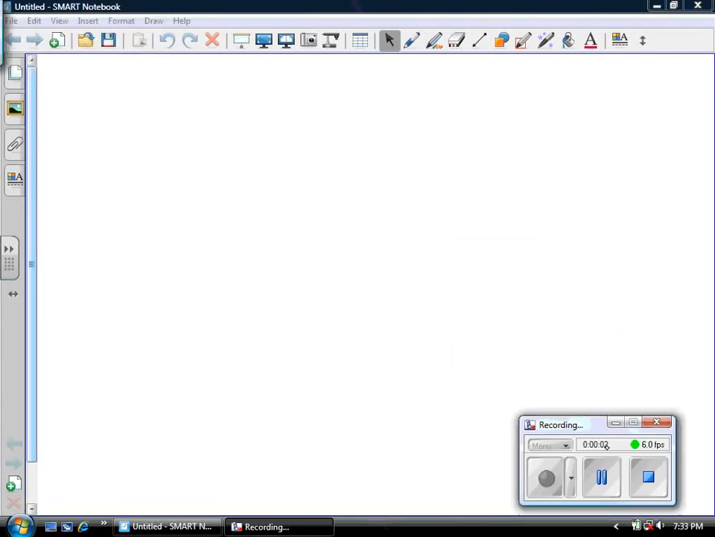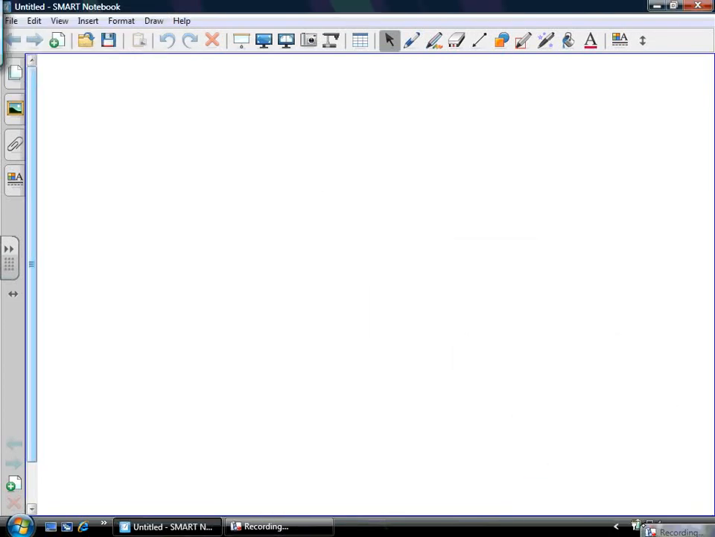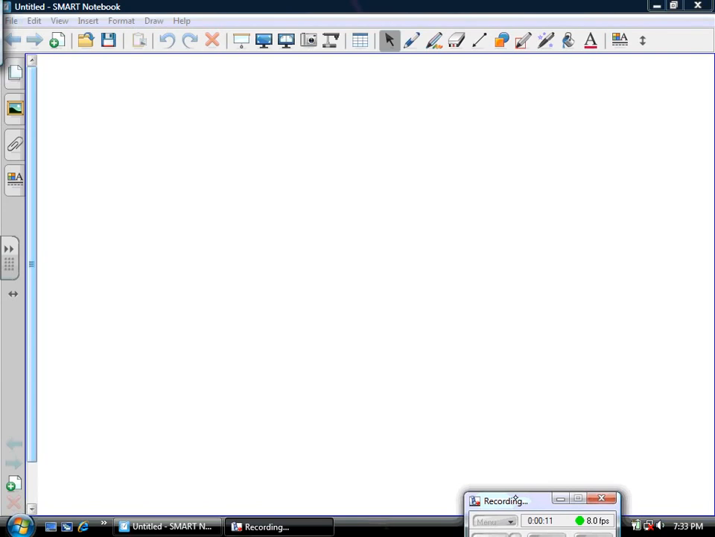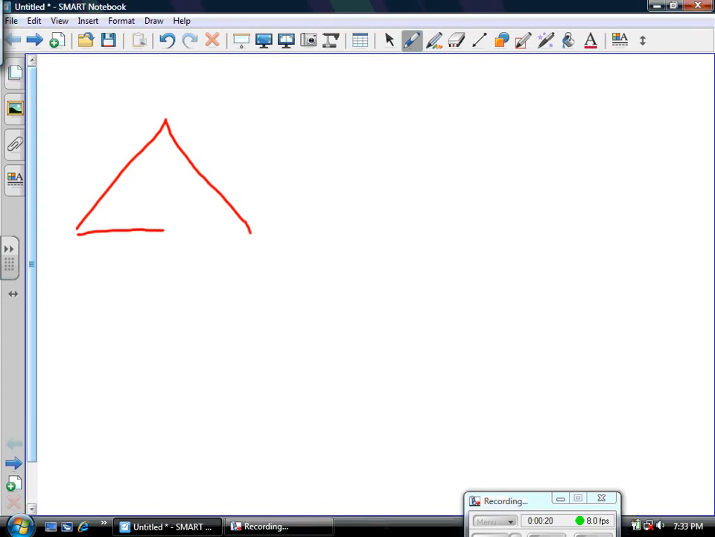Okay, so we're in chapter 8. We're going to talk about area and volume, applications of integration. So consider the following triangle. Say this triangle is 5 inches high and 10 inches wide.